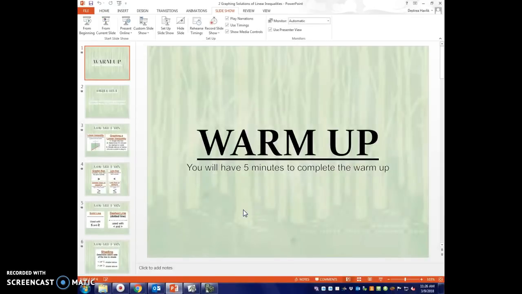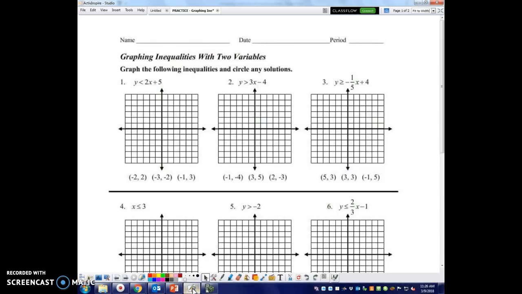Okay. So let's look at your worksheet for today. Okay, we're going to look at number 1. Number 1 says y is less than 2x plus 5. So we're going to take that plus 5. 1, 2, 3, 4, 5. Our slope is 2 over 1, which is positive.